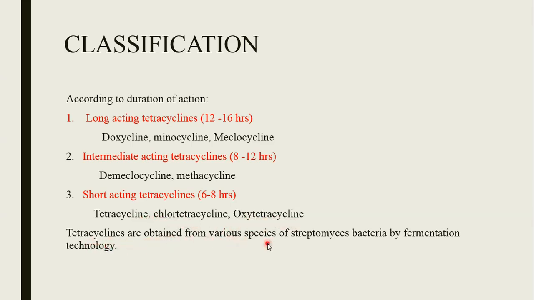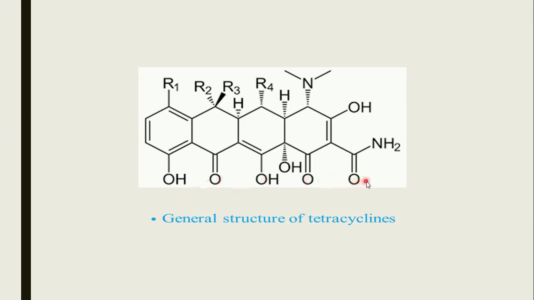Tetracyclines are obtained from various species of Streptomyces bacteria by fermentation technology. This is the general structure of tetracyclines. We have discussed in detail about this general structure during SAR of tetracyclines. So four cyclic compounds are present. That's why they are called tetra. Tetra indicates four, cyclines indicates cyclic compounds are present, A, B, C and D. The numbering starts from here.